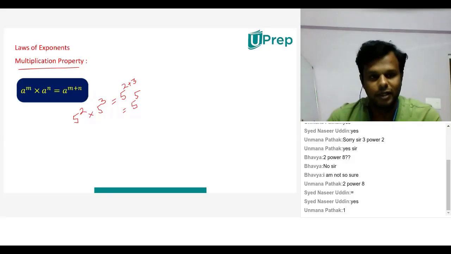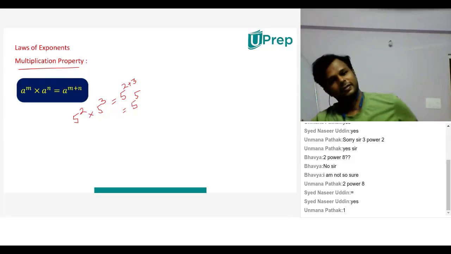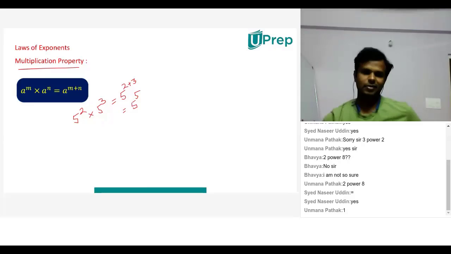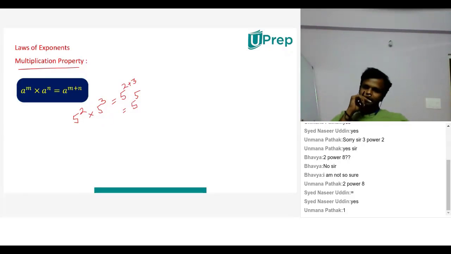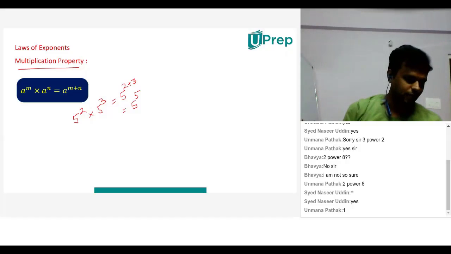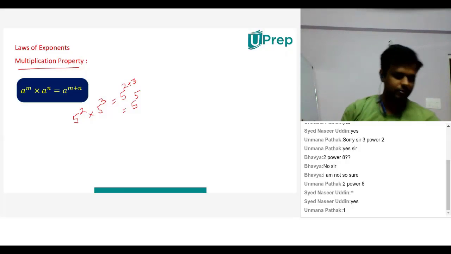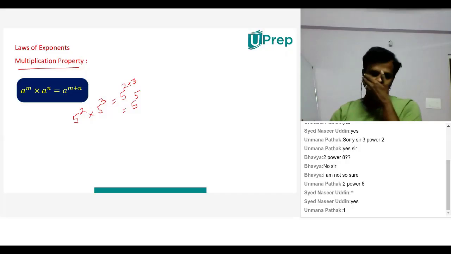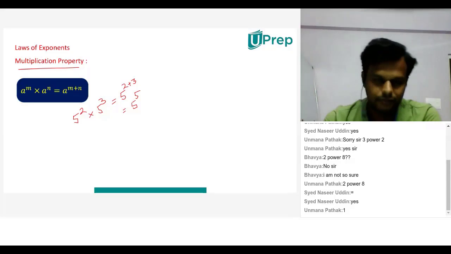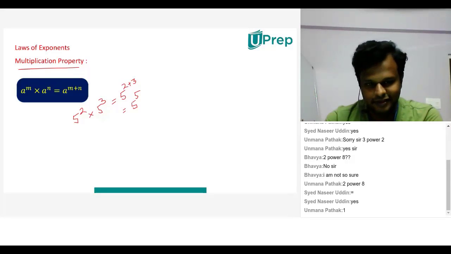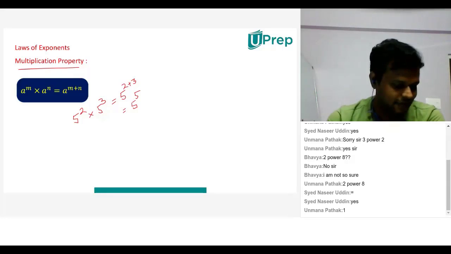So how can this be explained? Can anybody try to explain this property? Any of you, it's okay. Yes, sir. Because the base is the same, you can just simply add the exponents instead of totally solving it, like 5 into 5 gives us 25, and then 5 into 5 into 5 gives us 125.